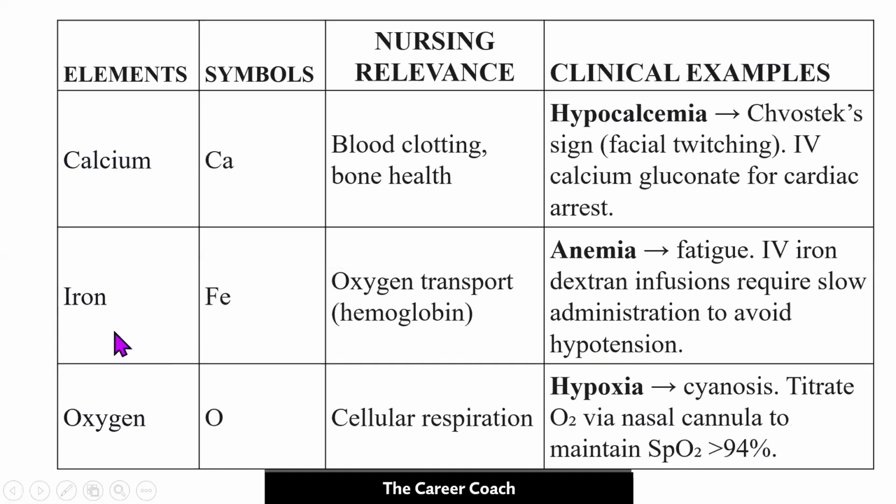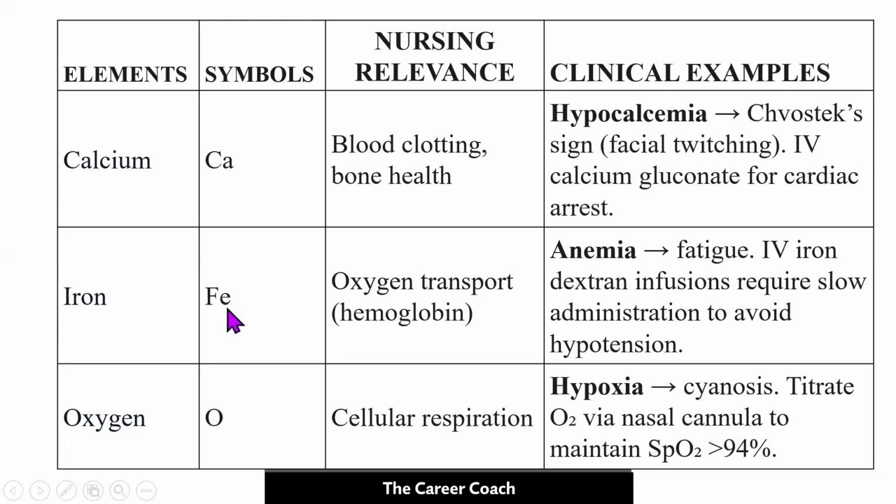So let's continue. Calcium, the symbol for calcium is C capitalized and a small letter. Nursing relevance. How is it relevant to nurses? It's relevant in blood clotting. It's relevant in bone health. Example. High calcium is hypercalcemia, low calcium is hypocalcemia. Hypocalcemia is reduced calcium in the body. How do we know? It is identified by the Chvostek sign, which is identified by facial twitching. Okay, normally, if cardiac arrest is involved, IV calcium gluconate is usually administered.